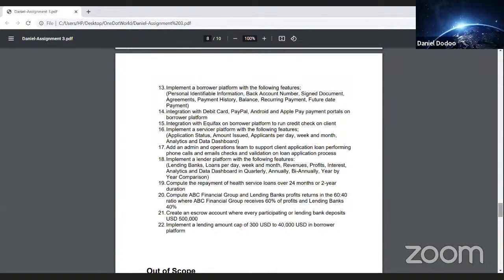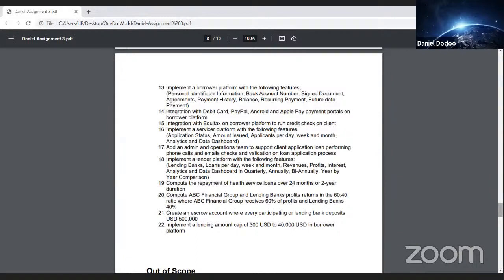So we are also to compute the repayment of the health service loan over 24 months, or a 2-year duration. The client, the borrower, should have a breakdown of whatever they are to pay within that time frame. And also we have to compute for ABC Financial Group and the lending bank the profit returns in a 60-40 ratio, where ABC Financial Group receives 60% of the profits and the lending banks receive 40% of the profits.